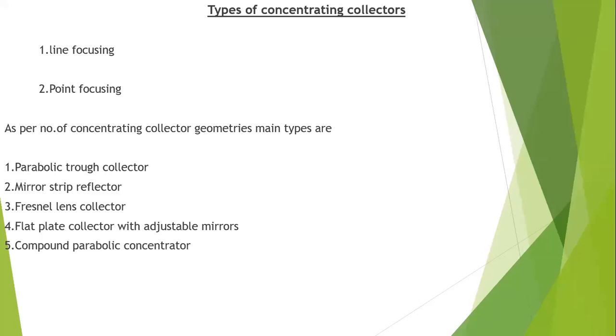Other than these types of concentrators, as per the number of concentrating collector geometries, the main types of concentrating collectors are: first one is parabolic trough collector, second one is mirror strip reflector, third one is Fresnel lens collector, fourth one is flat plate collector with adjustable mirrors, and fifth one is compound parabolic concentrators, CPC.